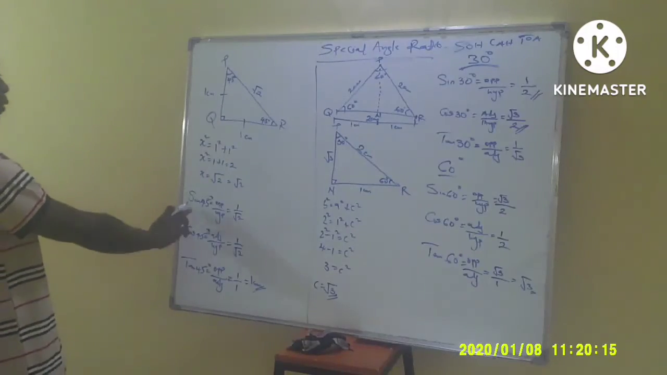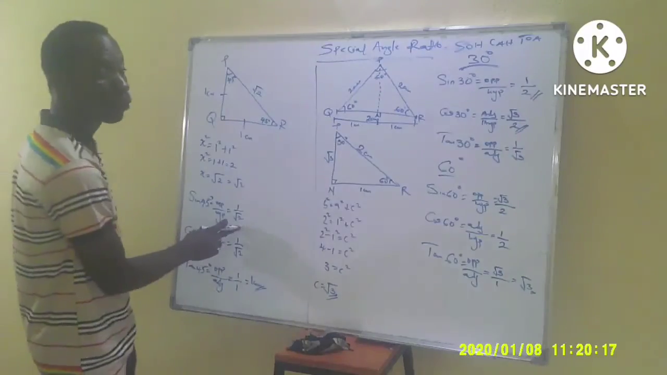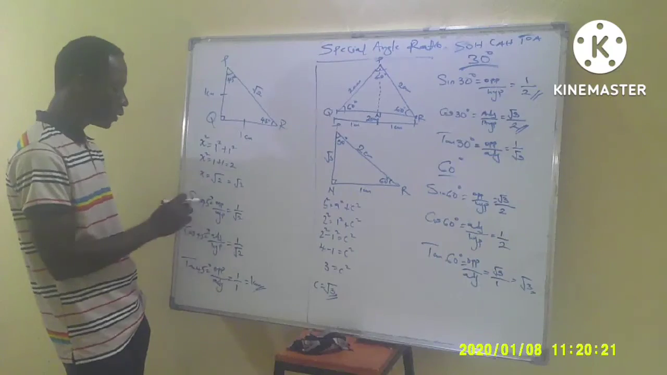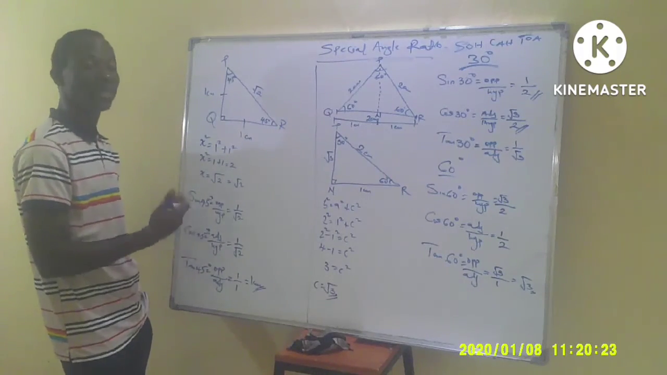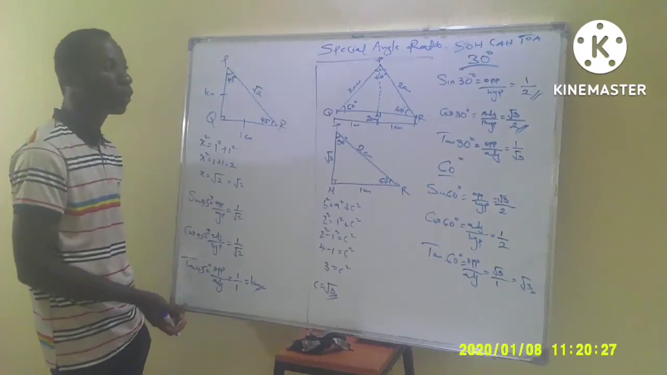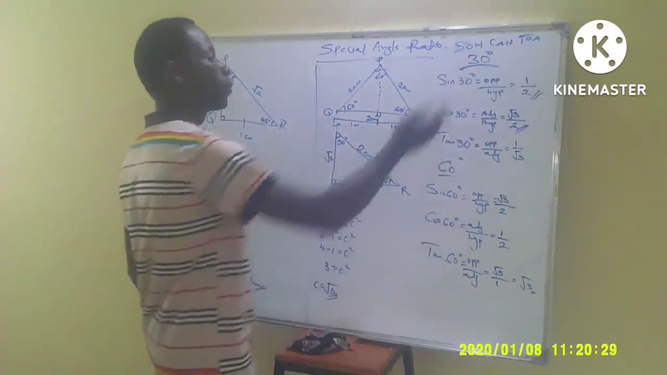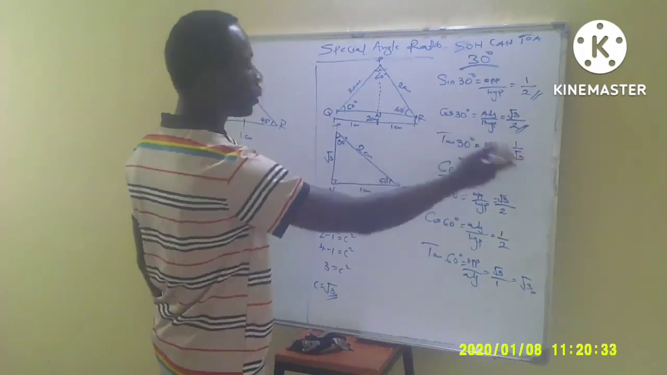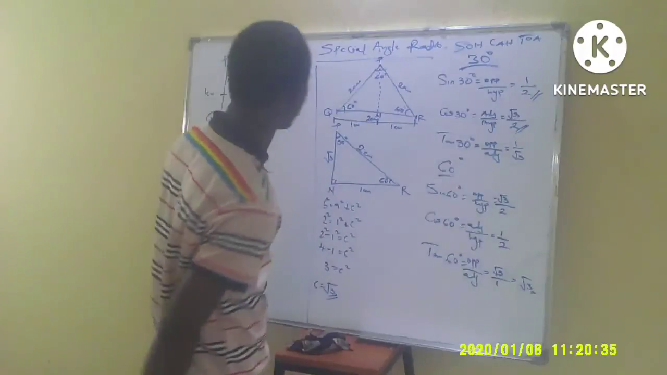Note that your sin 45 is equal to 1 over root 2. Your cos 45 is equal to 1 over root 2. So your sin 45 and your cos 45, they are the same thing. Now, your tan 45 is 1. Punch it on your calculator. Then your sin 30 is 1 over 2. Your cos 30 is root 3 over 2. Your tan 30 is 1 over root 3. Your sin 60, and so on and so forth.